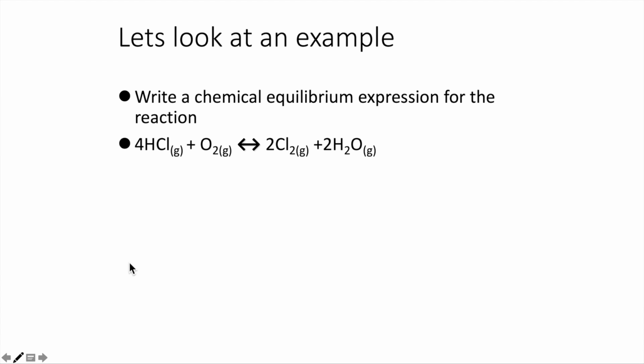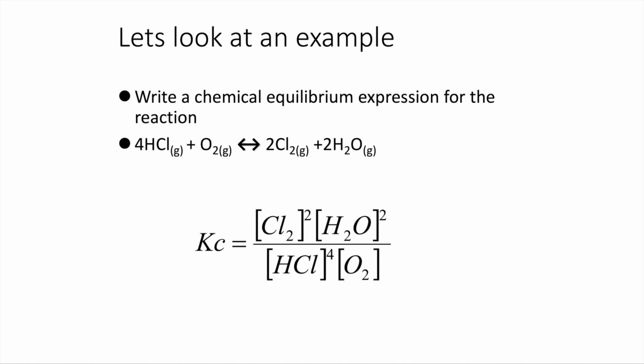So let's take a look at an example. Write a chemical equilibrium expression for the reaction. If you have hydrochloric acid plus oxygen making chlorine and water. Now remember again what was said about water here. It sounds kind of weird, but this is also a gas.